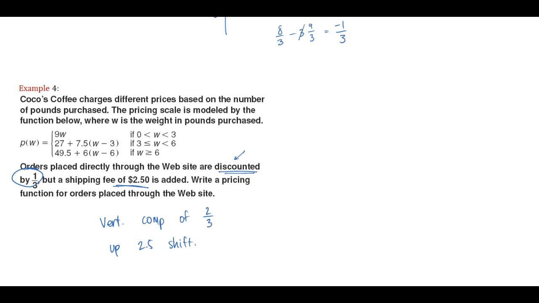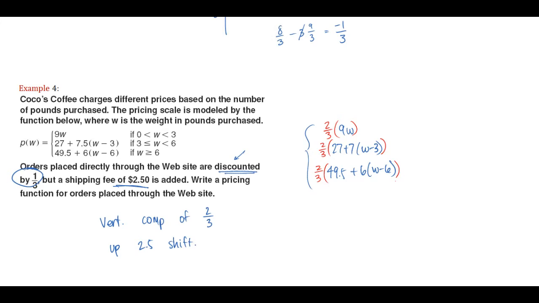So piece of cake. I am going to take this equation, the 9W, the 27 plus 7W minus 3, and the 49.5 plus 6W minus 6, and I'm going to do a multiplier. My multiplier will be 2/3. So 2/3 to this entire piece, 2/3 to this entire piece, and 2/3 to this entire piece, and that will show us a vertical compression of 2/3.